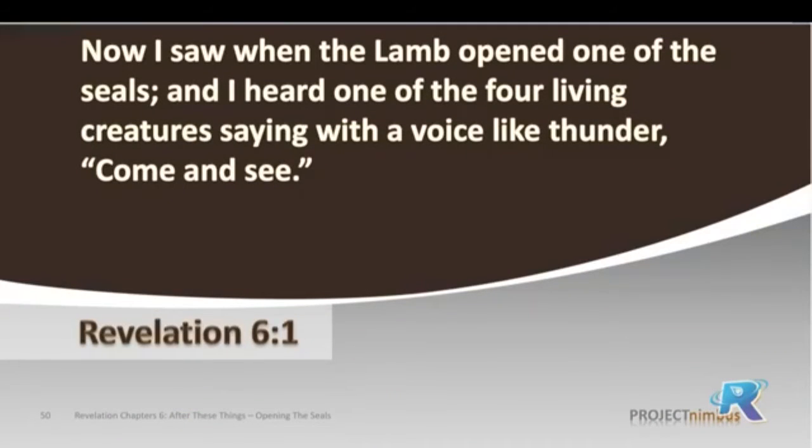Revelation 6, verse 1. Now I saw when the Lamb opened one of the seals, and I heard one of the four living creatures saying with a voice like thunder, come and see. Again, I want to point out to you a systematic thing you're going to see in Revelation from now on. Every time something happens in heaven and John needs an explanation of what is going on, it's one of the 24 elders that tells him. Every time something happens on earth, and John needs an explanation of what's going on, it's one of the living creatures that tells him. That is a very subtle but unbreakable chain throughout the rest of the book of Revelation.